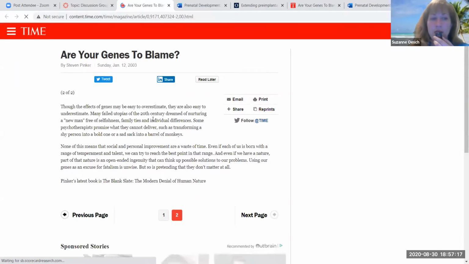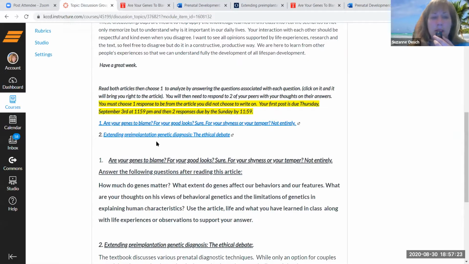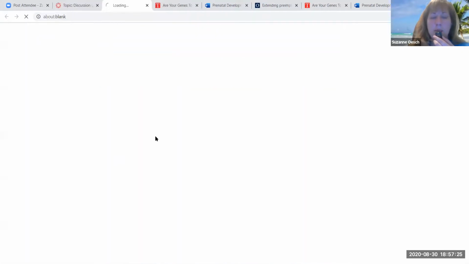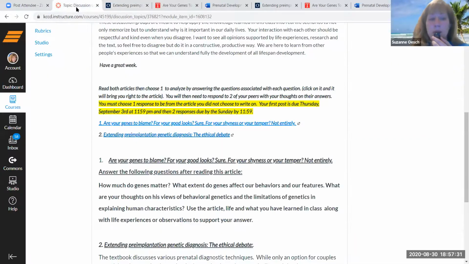And they're very short. This is 2 pages. And then it's all your genes to blame. And this is extending pre-implantation genetic diagnosis. Again, you open right up to it. So you need to read both because you're going to respond.